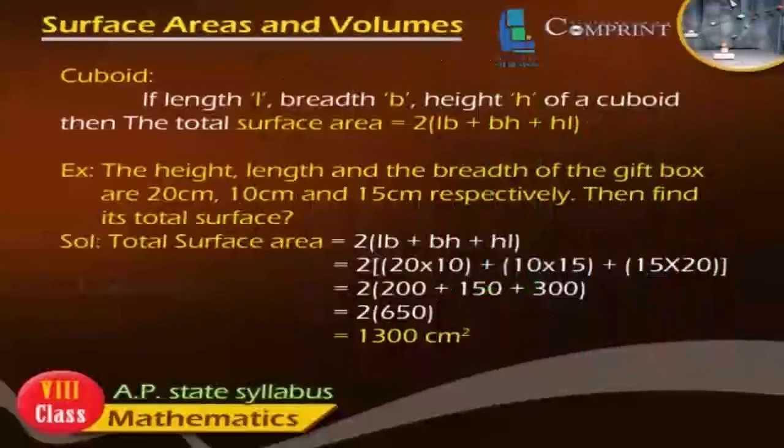Example. The height, length and the breadth of a gift box are 20 centimeters, 10 centimeters and 15 centimeters respectively. Then find its total surface area. Solution. Total surface area is equal to 2 into (LB plus BH plus HL) is equal to 2 into (20 into 10 plus 10 into 15 plus 15 into 20) is equal to 2 into (200 plus 150 plus 300) is equal to 2 into 650 is equal to 1300 centimeter square.